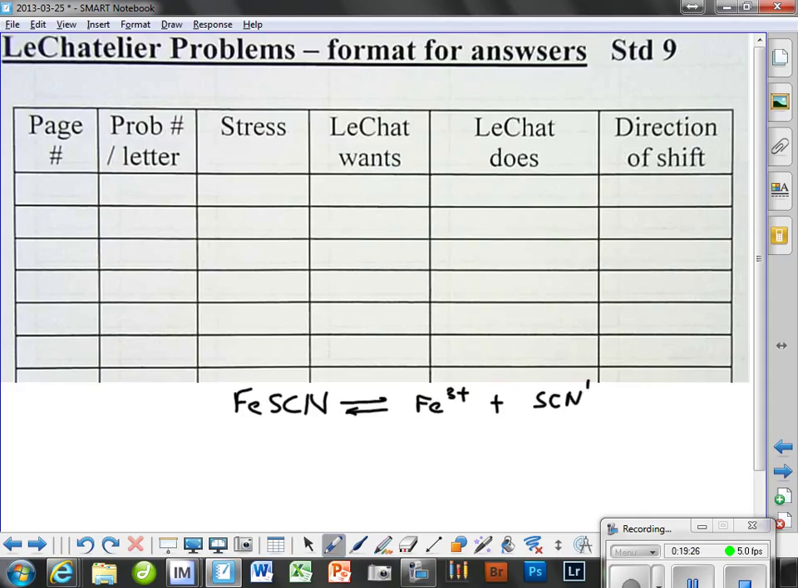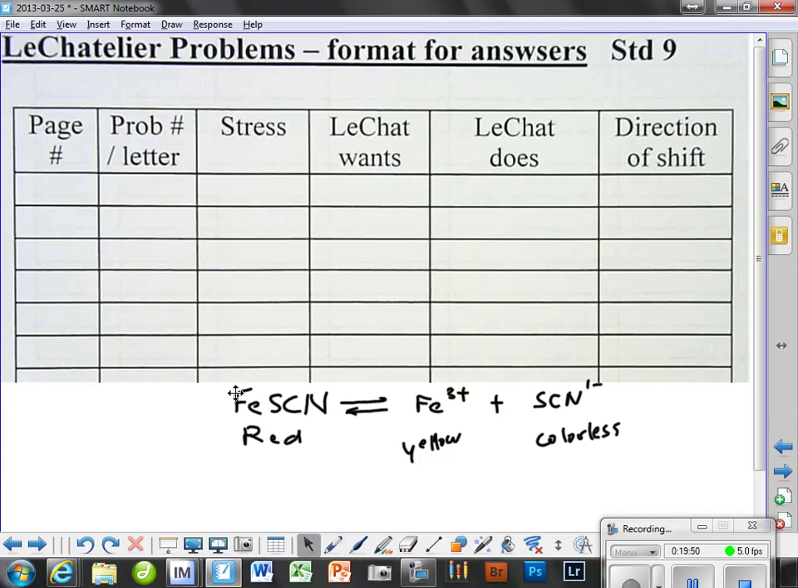Yellow. SCN 1 minus. This guy right here is colorless. This guy is yellow, pale yellow, and this guy is the red or brown, is it? Red? Yeah, okay, thank you. I can't tell the difference.